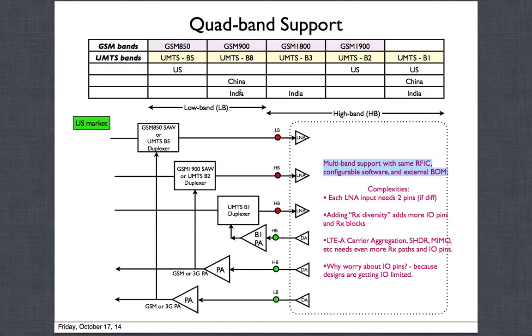So along those lines, this is the key point: we are going to try to provide multiband support with the same RFIC transceiver and configurable software. The only thing we are limiting ourselves to swapping in and out is the external BOM. BOM is bill of materials, which in this case is mostly the SAW filters, duplexers, PAs and things like that. That is the only thing they would like to switch, while keeping the transceiver the same. It's also easy for the transceiver companies to develop a single transceiver that provides all these worldwide programmable capabilities, so that they don't have to make 2, 3, 4, 5 different kinds of transceivers. With just one they can address the whole market.